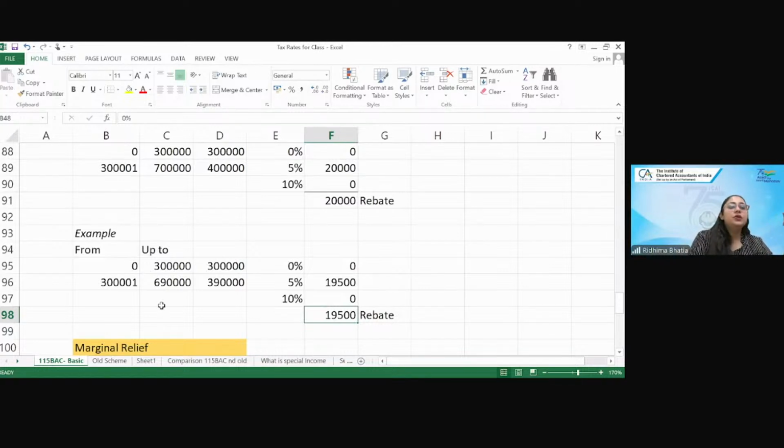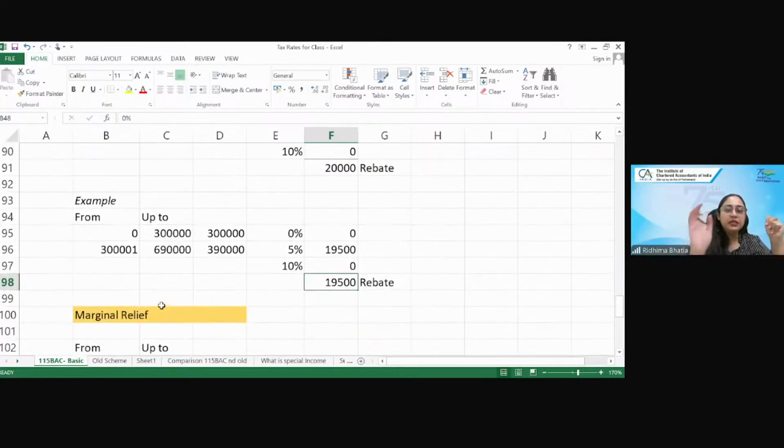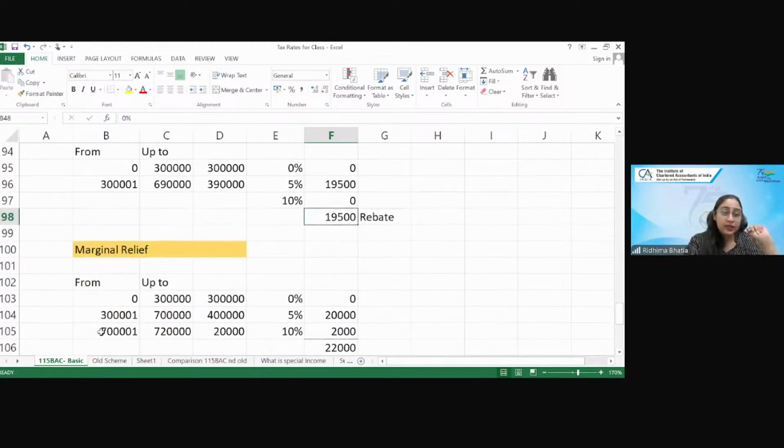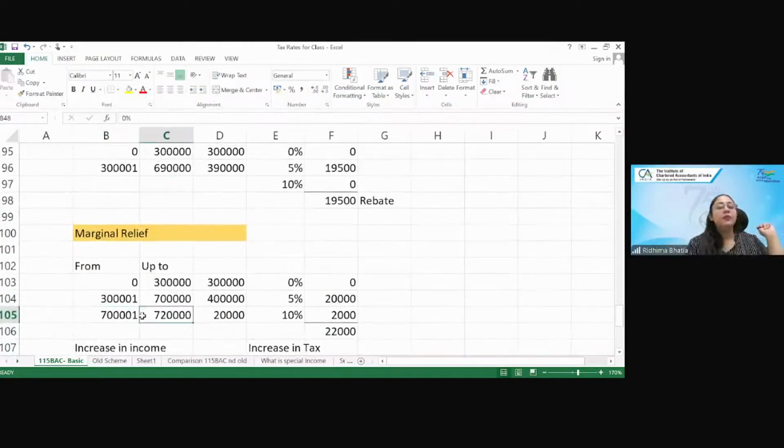Now, what is the concept of marginal relief? This is to answer a pain point that if my income is increasing by, suppose, 10 rupees, 20 rupees, or 1,000 rupees, tax liability comes. For example, in this case, if my income goes to 7 lakh 20,000, up to 7 lakh there is no tax because rebate is there. If my income goes to 720, you will see the tax is coming to 22,000, which is a pain.